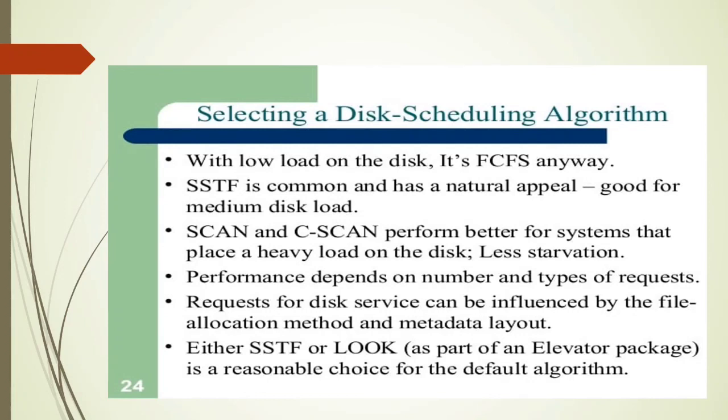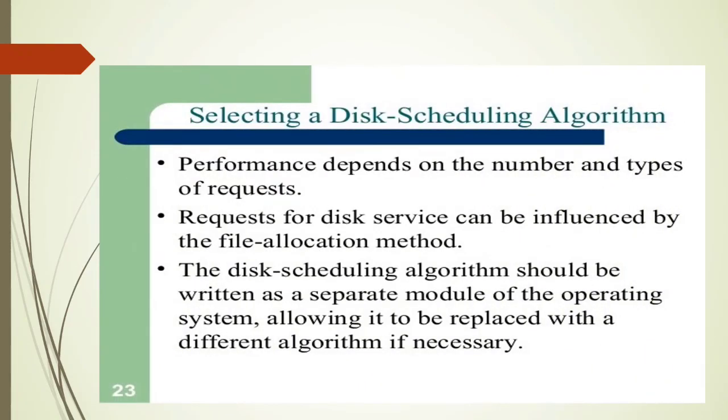Each and every request for a disk service can be influenced by the file allocation method. And again, if we go for shortest seek time first, the performance depends on the number and types of the requests it receives. So the disk scheduling algorithm should be written as a separate module of the operating system, which can be replaced with a different algorithm if necessary according to the requests received.